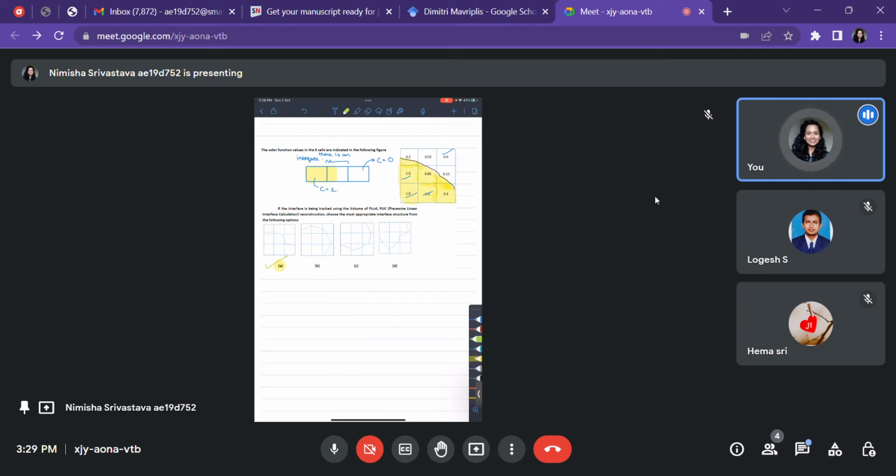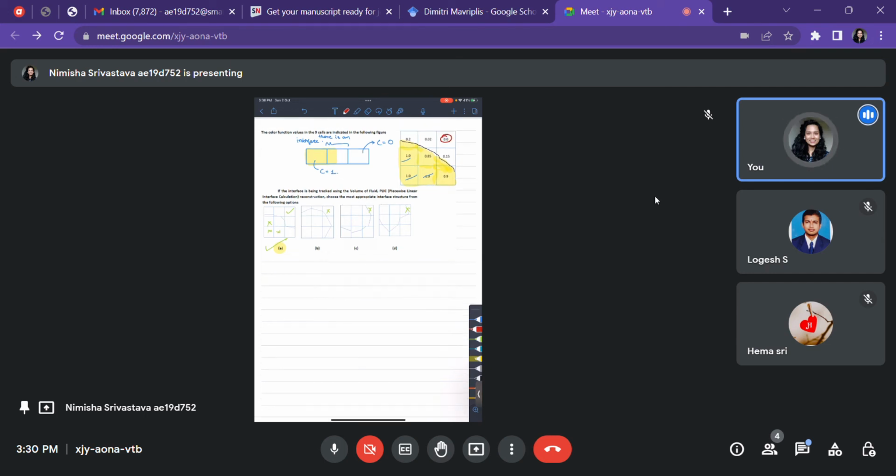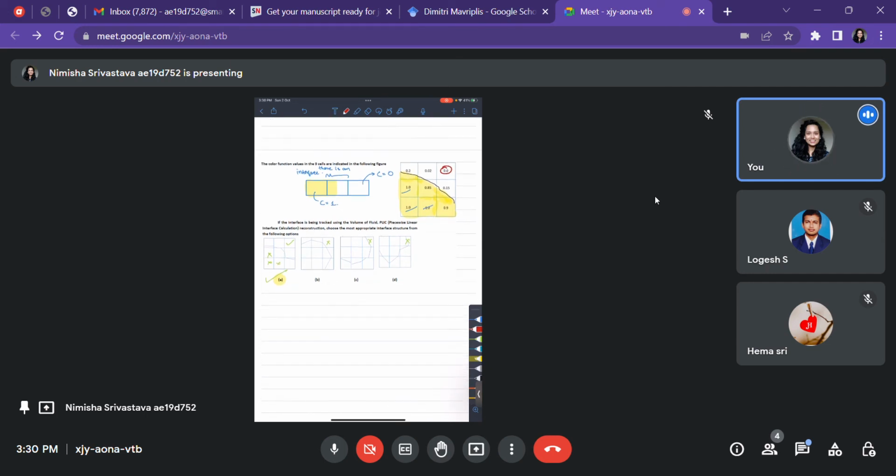Here we can see that this is empty, it has no interface, and these three have no interface. So that is right for us. That's correct. So these three are automatically disqualified because of the interface being present in this cell, wherein the color function is 0.0. Let's not use the yellow color. Correct. Okay, let's move on.